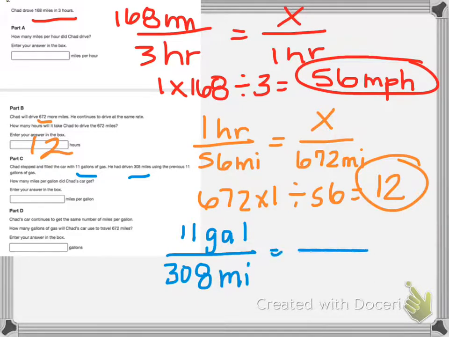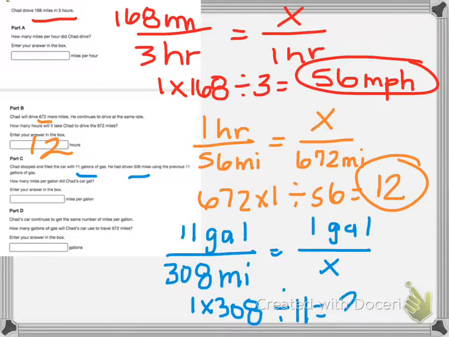This question says per gallon, so that means 1 gallon. We want to know how many miles. Solve this proportion, cross multiply, divide. 1 times 308 divided by 11. Key that into your calculator. You will get 28 miles per gallon.